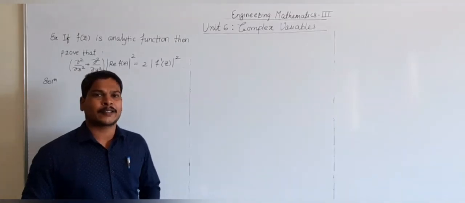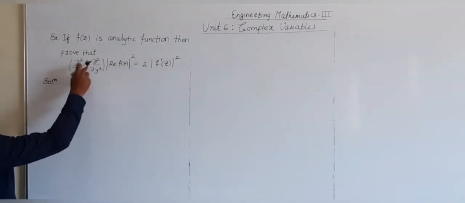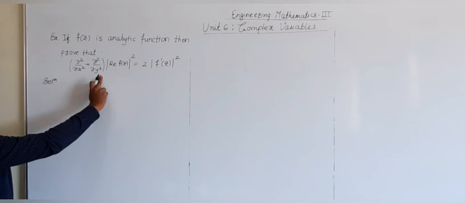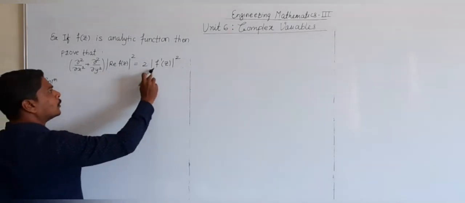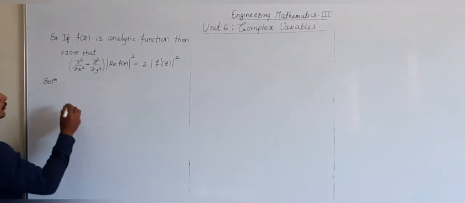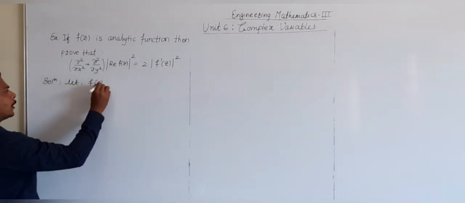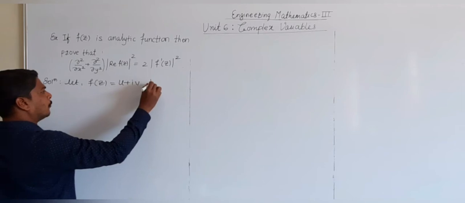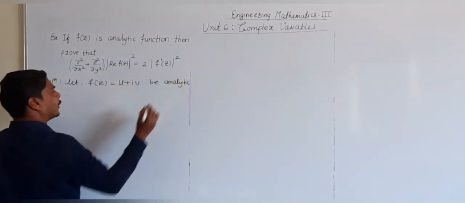Now our next example: if f(z) is analytic, then prove that the second partial derivative with respect to x plus the second partial derivative with respect to y of the square of the modulus of the real part of f(z) is equal to 2 times |f'(z)|². So let the analytic function f(z) = u + iv be analytic.